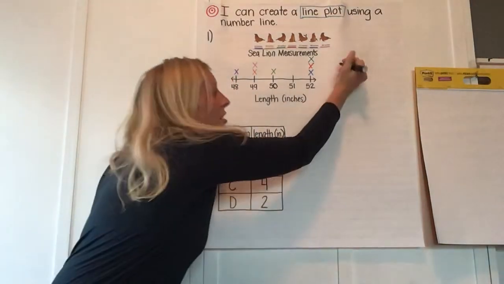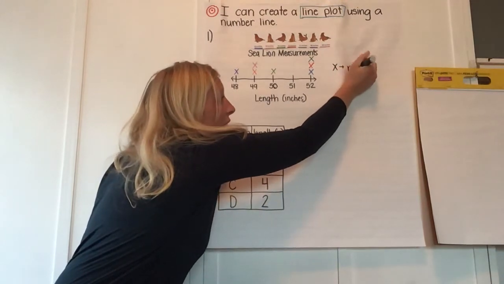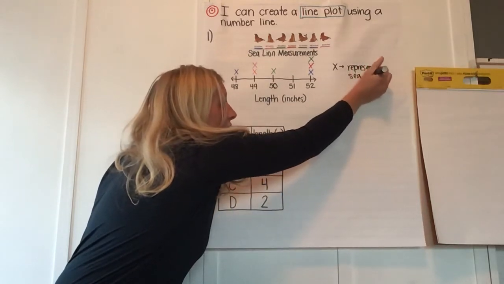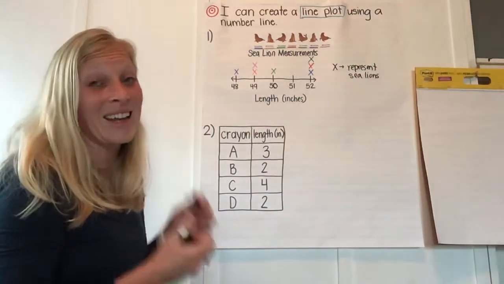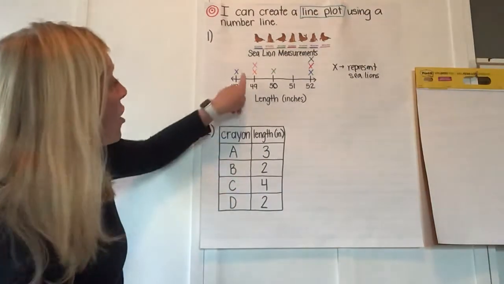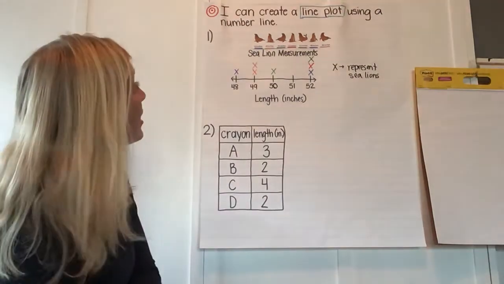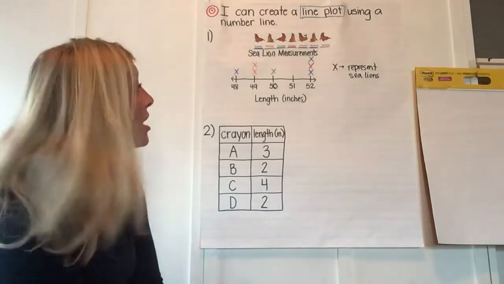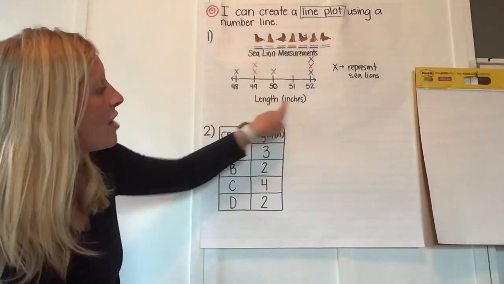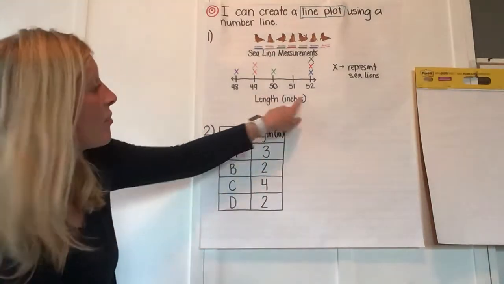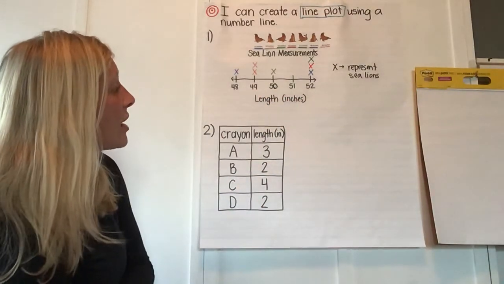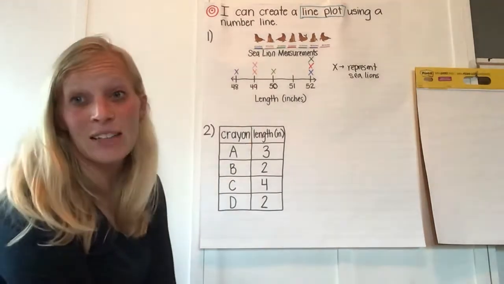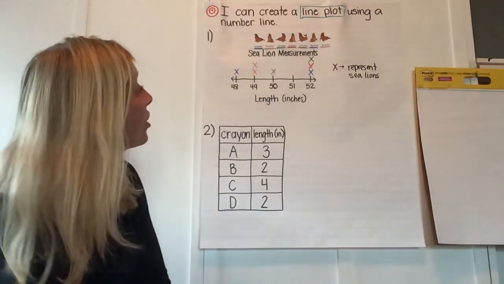So these X's, they represent the sea lions in this case. Usually they're going to represent any piece of your data. So that X represents the information or the data that you're collecting, okay? The numbers below represent the length or the number of something that's that length. Depending on what your data is collecting, this might be something different down here. In this case, it's our length in inches because we're measuring how long those sea lions are. My title tells me what I'm going to be looking at.